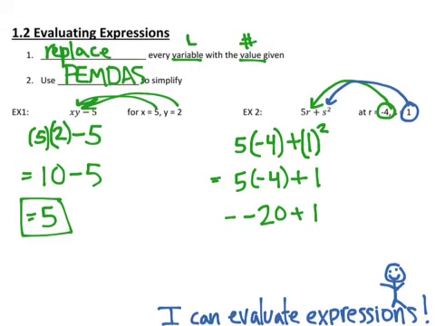Make sure to do equal signs along the way. It's good to be in the habit of doing that. Then equals negative 20 plus 1 is negative 19. If you're not sure about something like that, go ahead and check your calculator and you'll find that that's the correct answer. So there's your starter for how to evaluate expressions. We'll go on to the next couple examples in the next video.